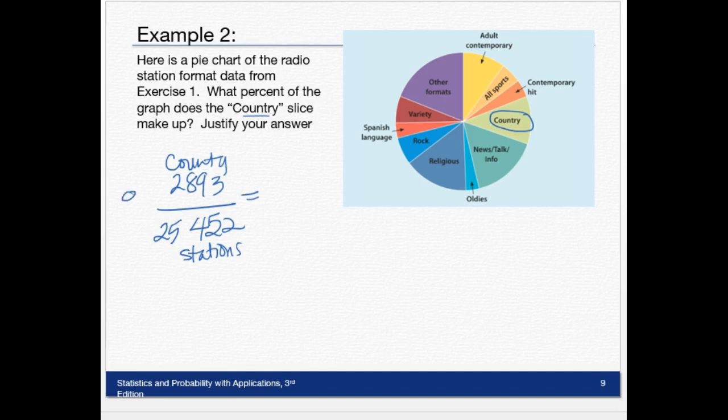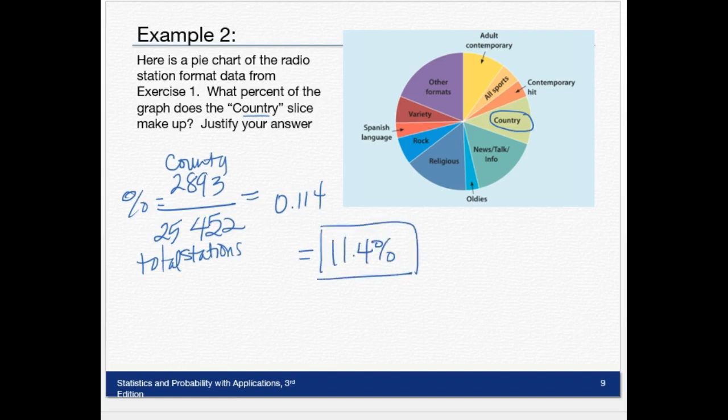So to find this percentage, this is what we do. Country divided by the total. And that gives me 0.114. So I would say that what percent is 11.4%. Okay? And I would show that work.